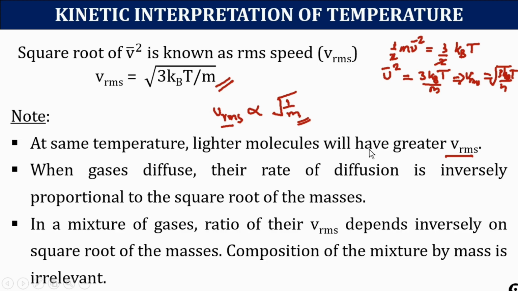Again, if we consider a mixture of gases, the ratio of their RMS speeds depends inversely on the square root of their masses. Here the composition of the mixture by mass is irrelevant. In a mixture of gases, gas 1 may have twice the mass of gas 2, but still the ratio of RMS speeds should be inversely proportional to the square root of their masses. It should depend on the square root of the mass of the individual molecules; the total mass of the mixture of the gas is not affecting the value of vrms.